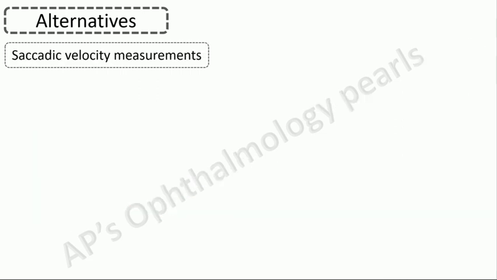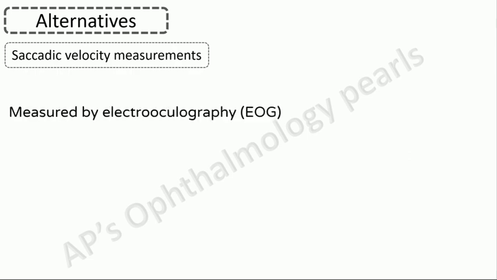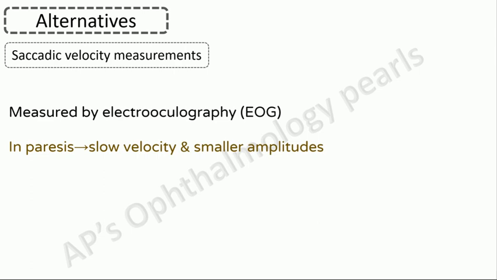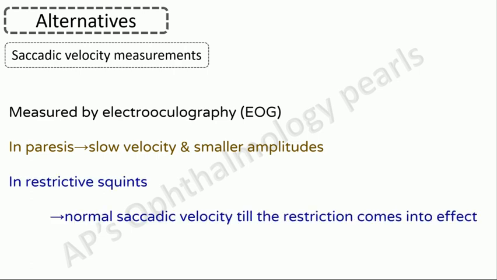The other measurement is that of saccadic velocity by means of EOG. In case of paresis, the excursions of the paretic muscle are significantly slow in velocity and also have smaller amplitudes. In contrast, the restrictive squints have normal saccadic velocity till the restriction comes into effect, when the excursion stops abruptly.